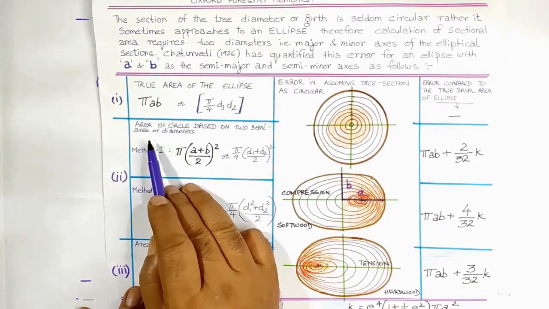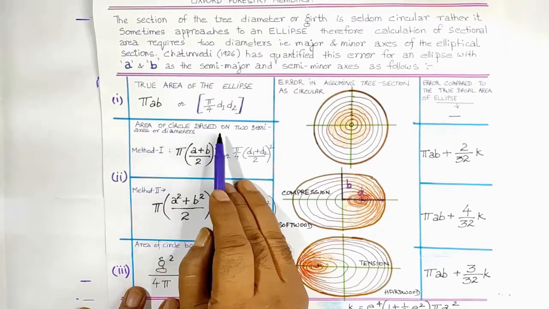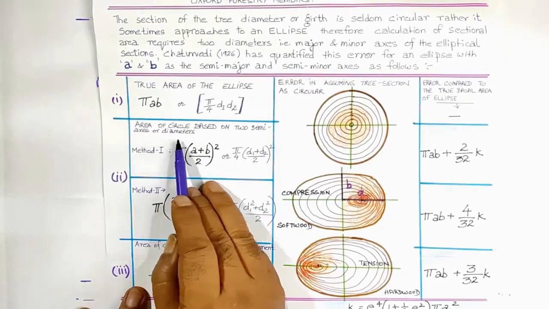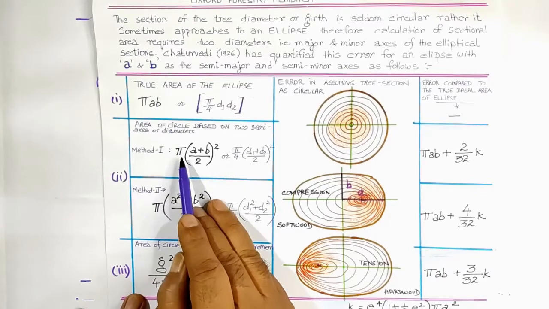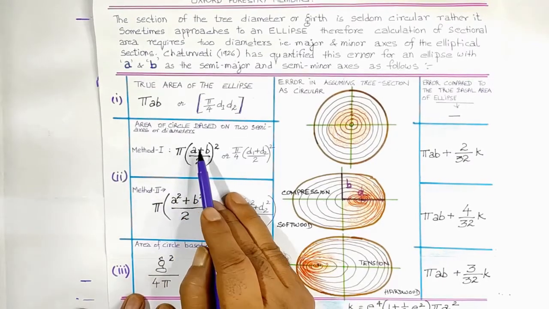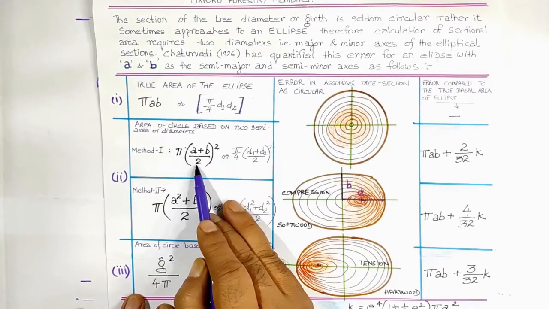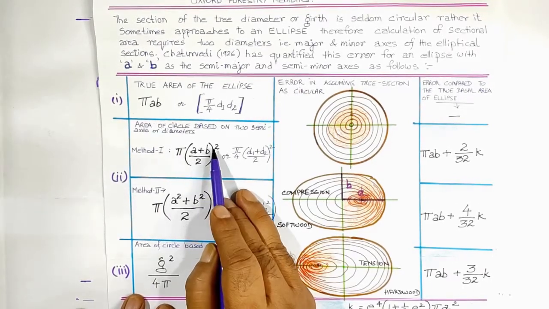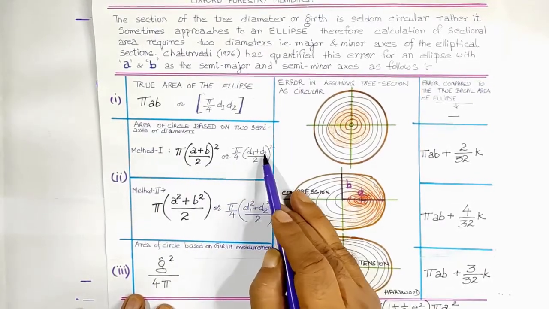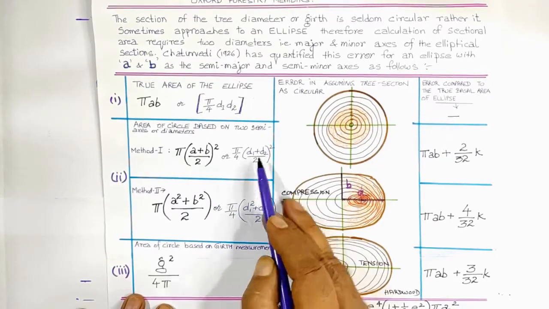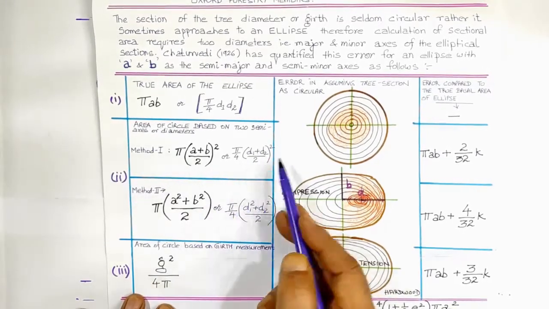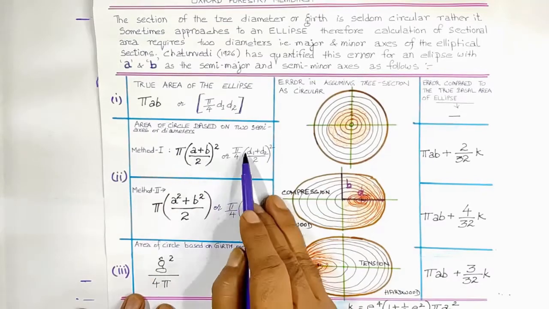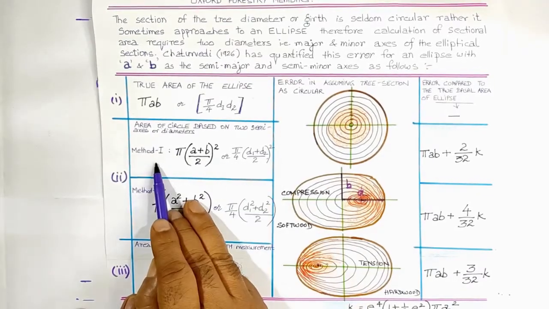So method 1, he suggested method 1, area of a circle based on two semi-major or diameter. Method 1 says pi times (A plus B divided by 2), the whole squared. It is something like a mean. Or we can write pi by 4 times (D1 plus D2 divided by 2) squared. We can take diameter or radius, one and the same thing. But here it is something like an average, method 1.